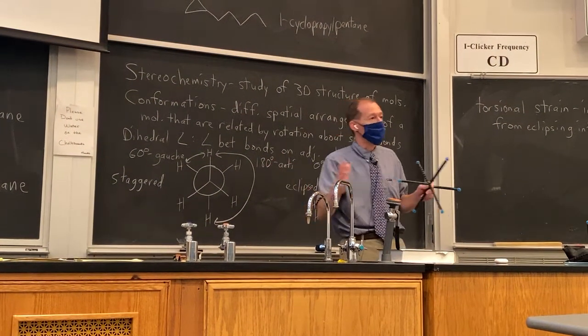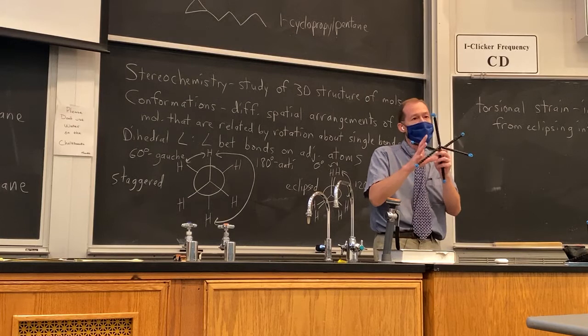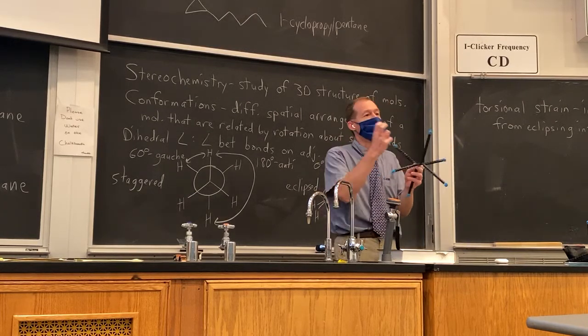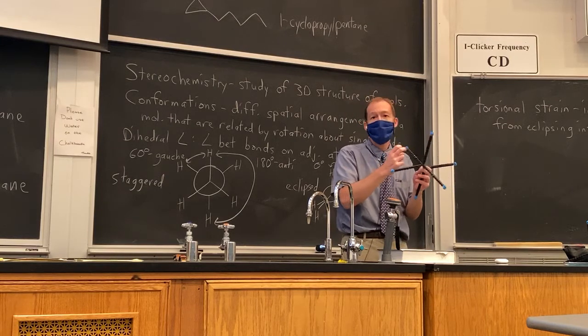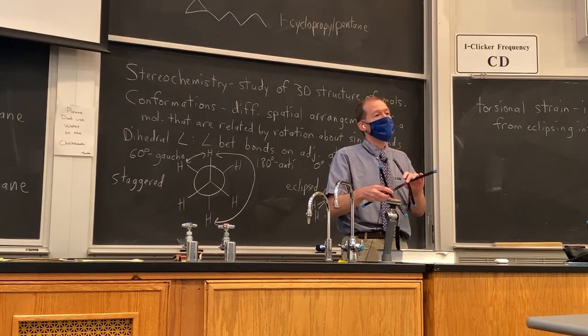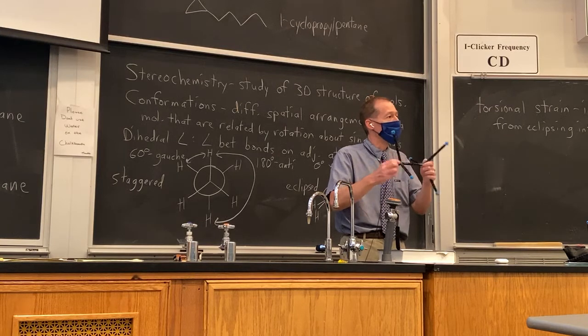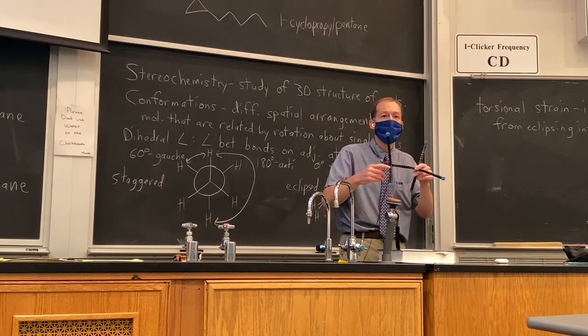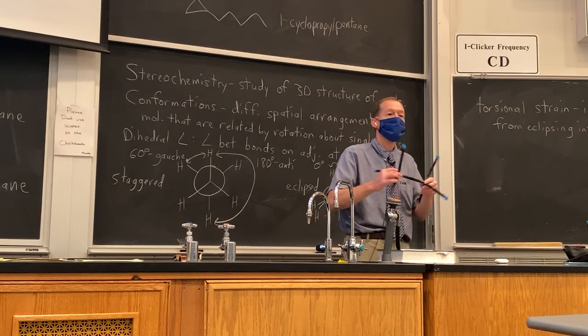So if we had a bottle of ethane molecules, and we were able to put a tag on an individual ethane molecule and watch it, what we would find is that it would be rotating very rapidly about the carbon-carbon bond, and it would be sampling all of the available conformations. Okay?